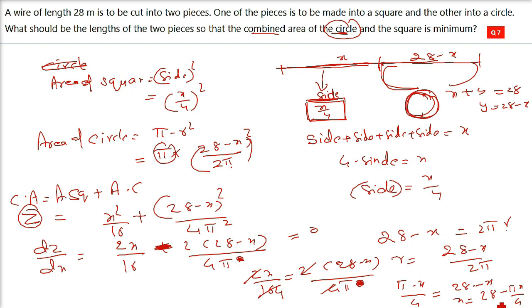So let me write the final value here. I hope you are able to understand all these concepts. After simplification, the final value we are going to get is x equal to 112 divided by pi plus 4, and y can be computed by 28 minus x. 28 minus 112 by pi plus 4. That will be your y value. So this is how we get the x and y values. I hope this is quite clear to you. The x and y values we have come across and we have found.